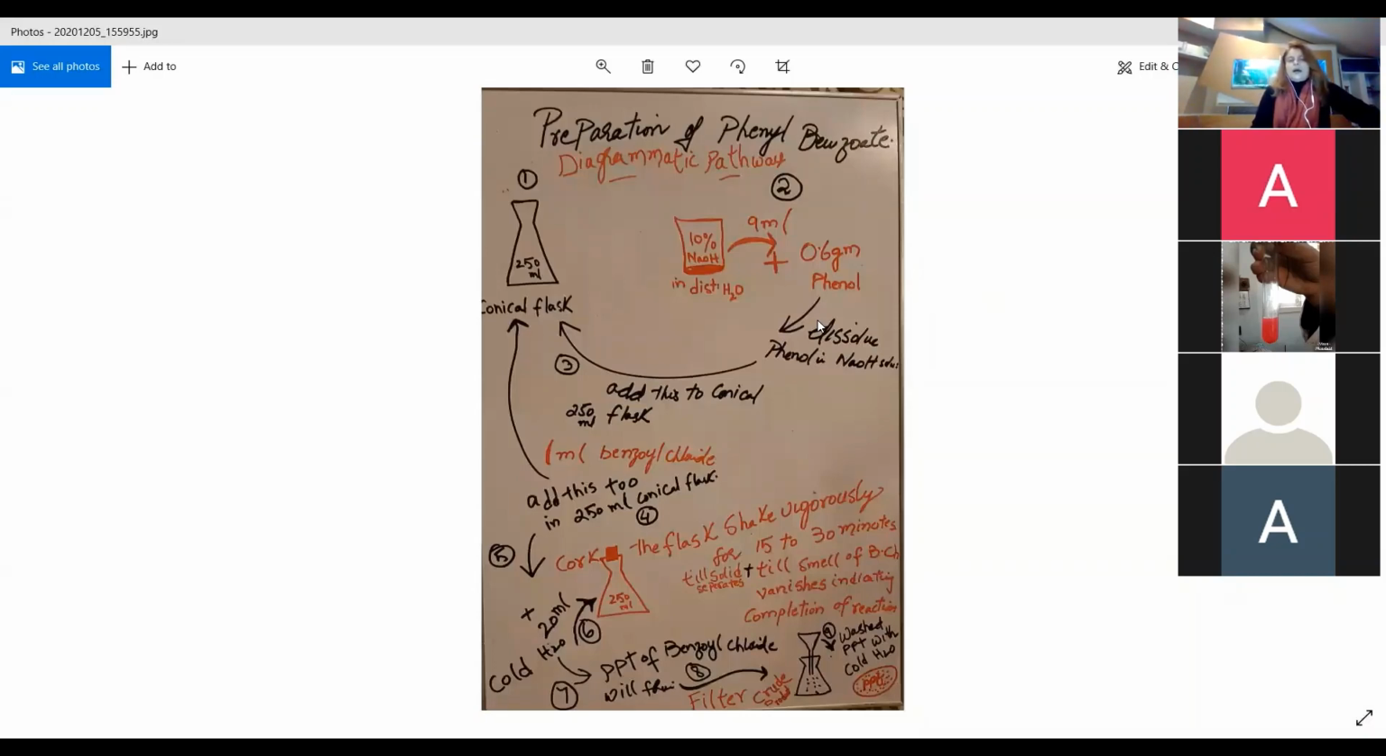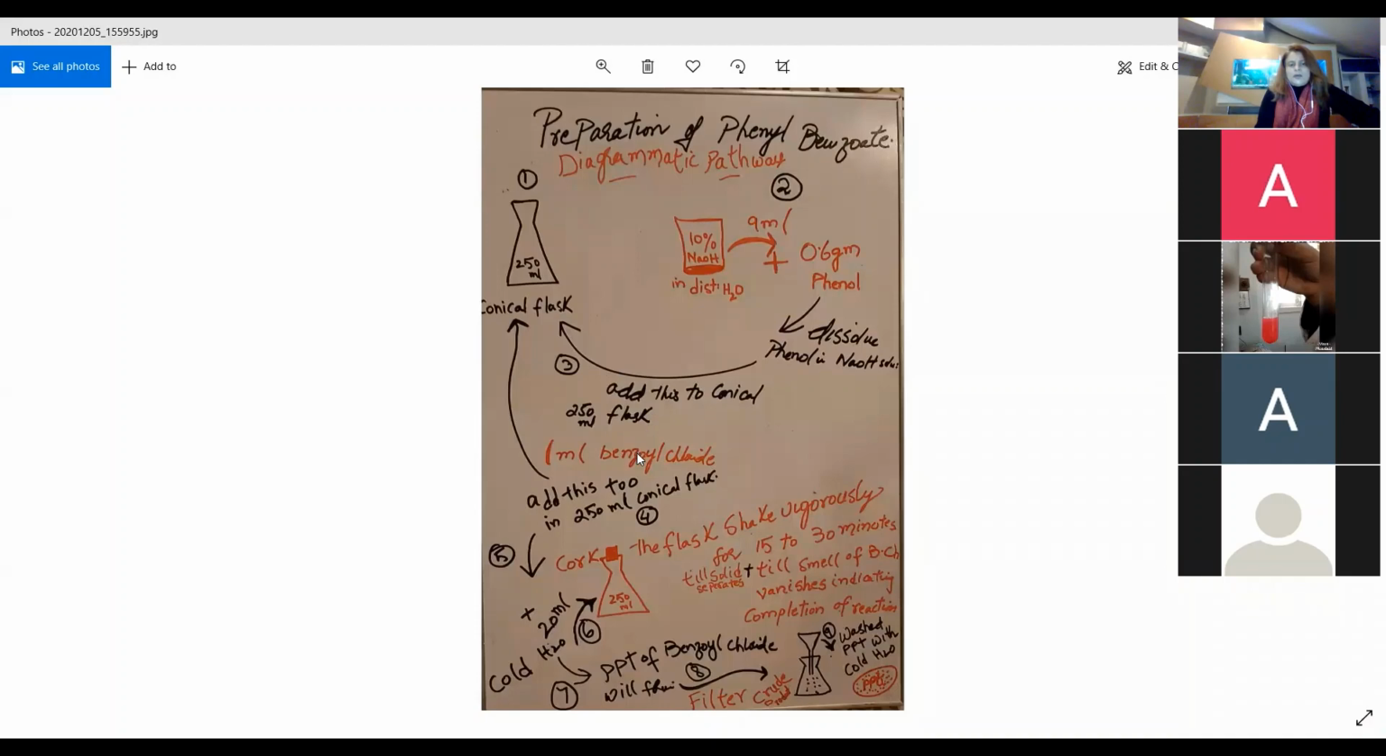Okay, so after that, you are going to dissolve phenol in sodium hydroxide solution. Then you are going to add this mixture to the conical flask, again in a dropwise manner and with constant stirring or swirling of this conical flask. I explained to you how to swirl the flask. I hope somebody still remembers how it is done. Okay, so you shake it like this, and then.